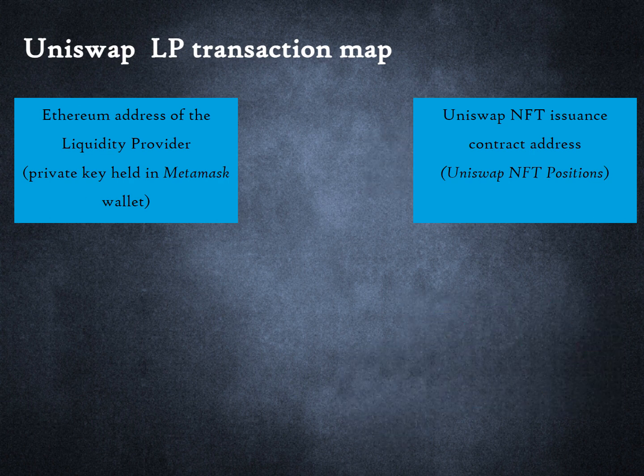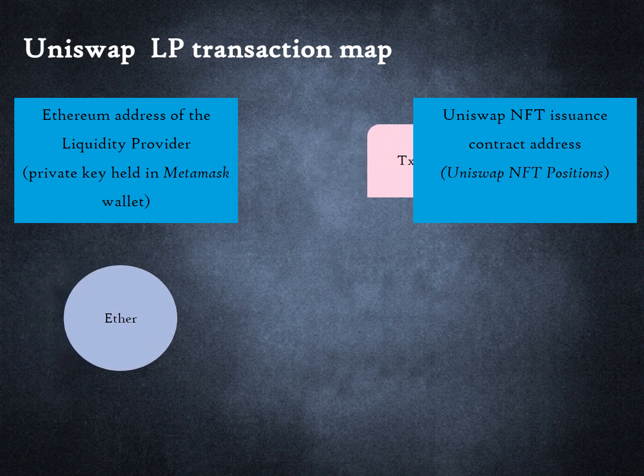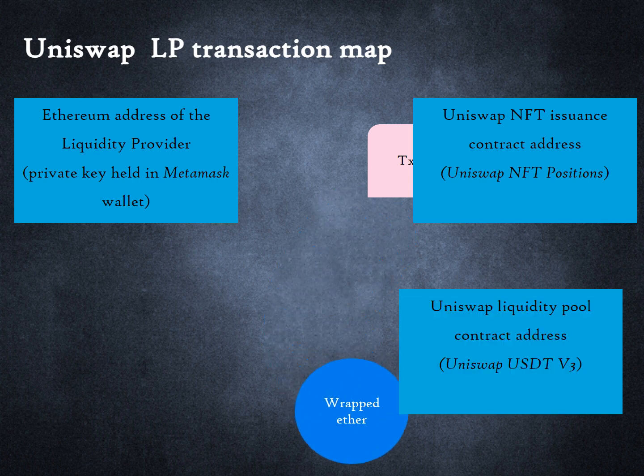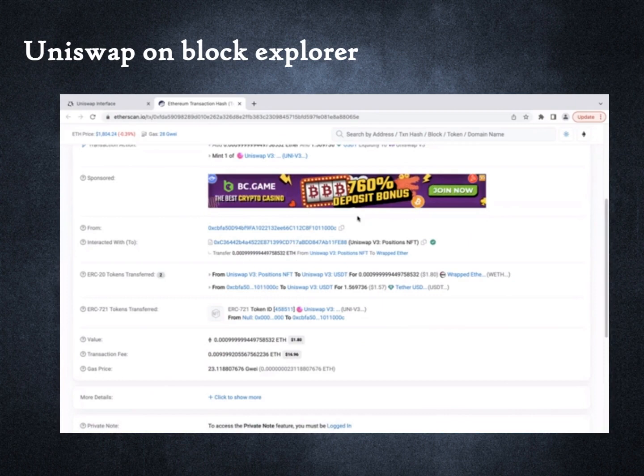The ownership of Ether first transferred from the liquidity provider's Ethereum address to the Uniswap NFT Positions address. The Uniswap NFT Positions address then mints wrapped Ether tokens that were ERC20 replica of the Ether received. The wrapped Ether tokens are then transferred to the liquidity pool contract address. Next, we go back to Etherscan to review the ERC721 side of things. The ERC721 standard relates to non-fungible tokens. We can see that a new token was minted and assigned to the Ethereum address of the liquidity provider. The token ID 458511 is the ID that we saw on the Uniswap app front end.